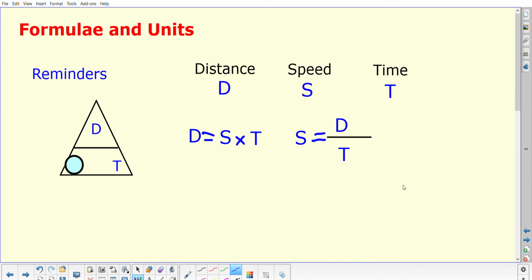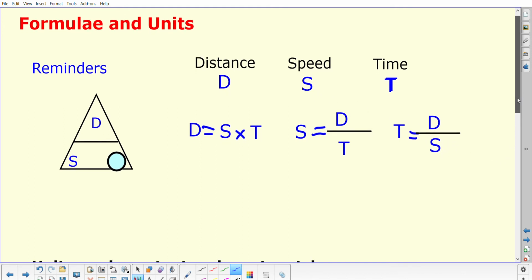And the last one, if you cover up the time, you'll see you've got the D at the top. So your formula for time would be equal to your distance, then you've got your line, which means divided by, and you'd have distance divided by speed. Okay, so that's your three formulae.